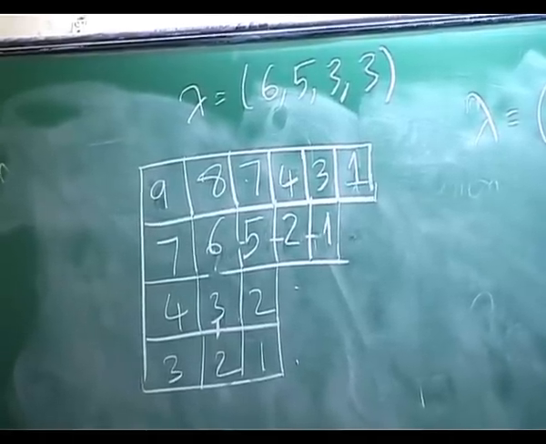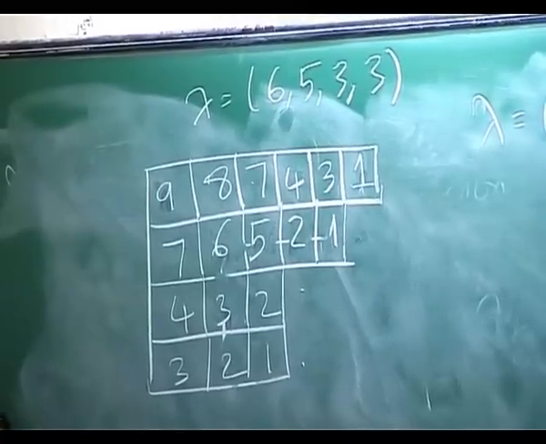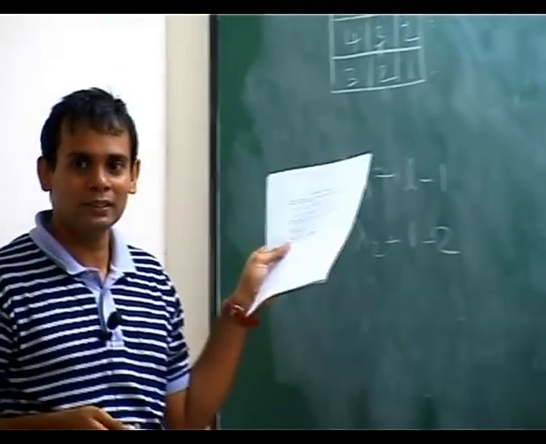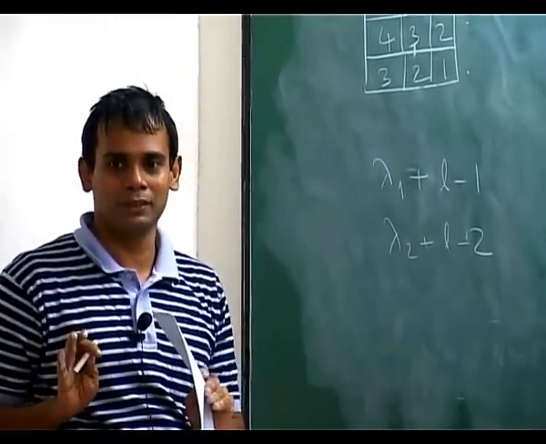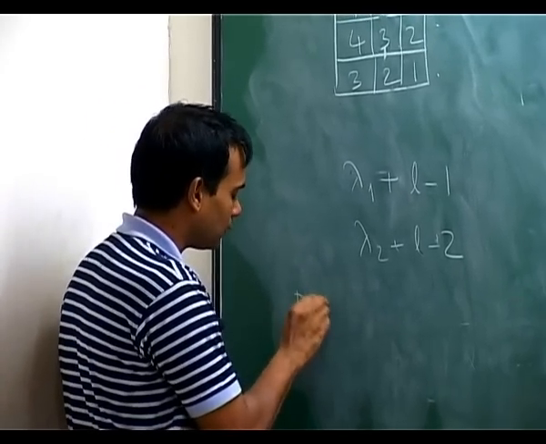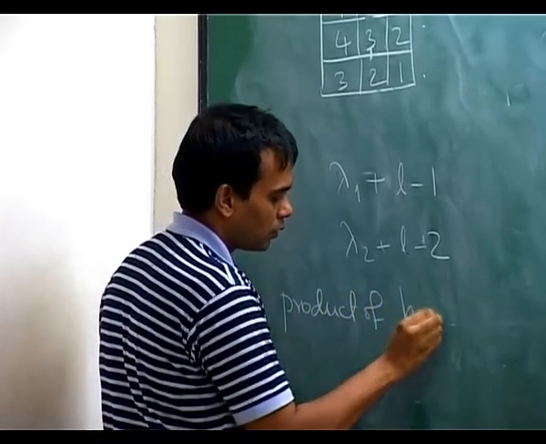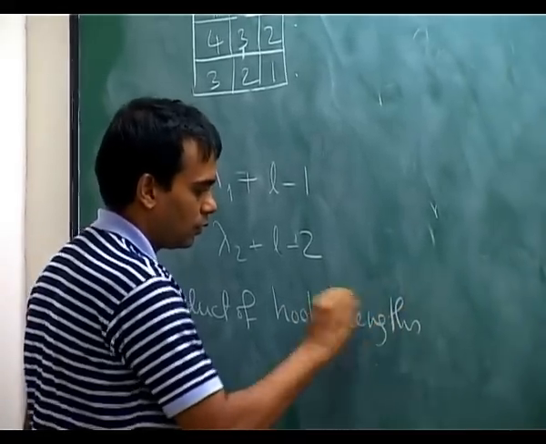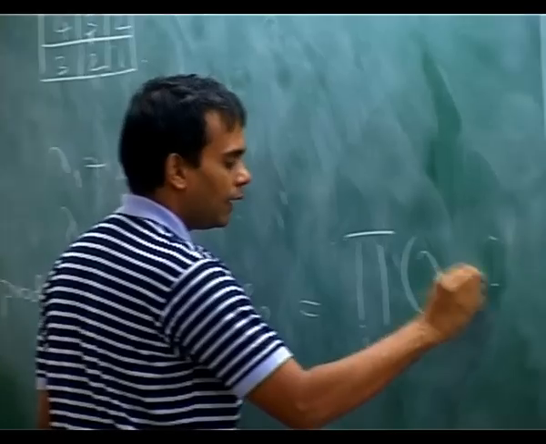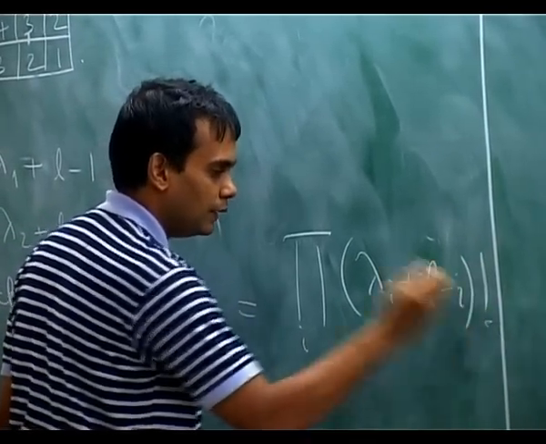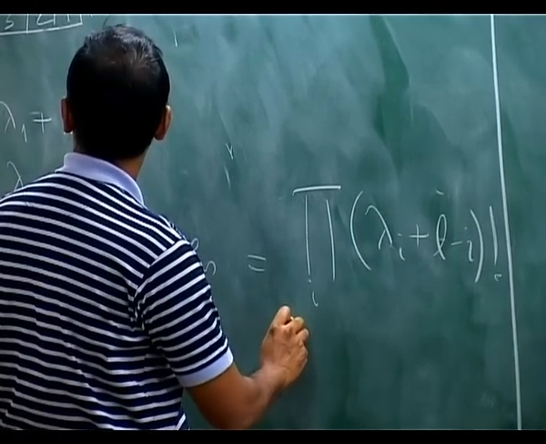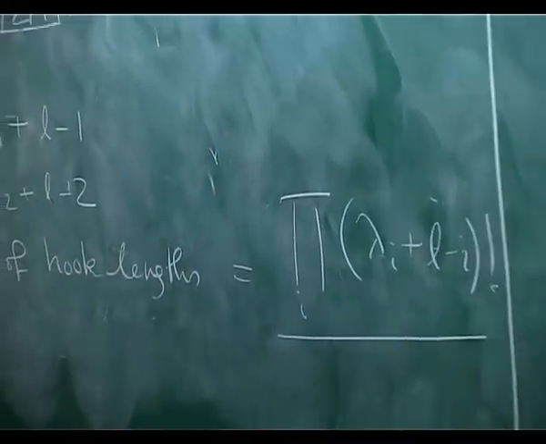So what's the skipping business? What we are saying is that if I compute the product of the hook lengths, it's like a product of these factorials, but there are some numbers which are skipped, so I need to divide by them. So the product of hook lengths equals the product over i of lambda i plus L minus i factorial, and then I need to divide by all the missing guys.